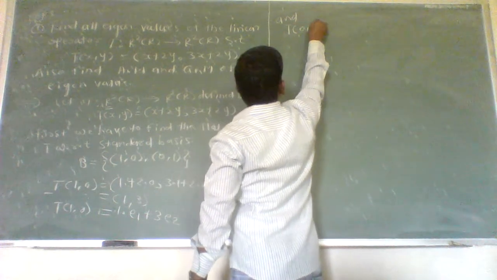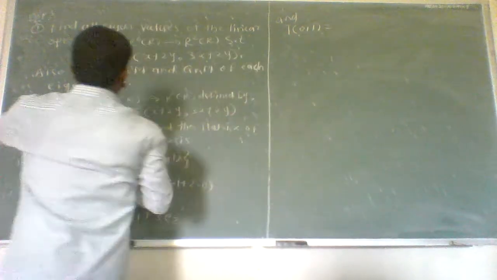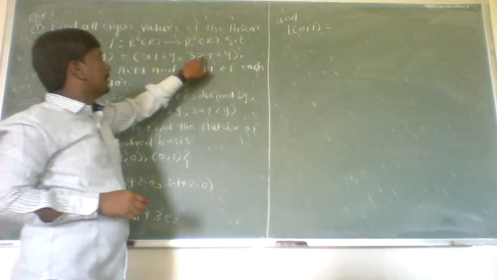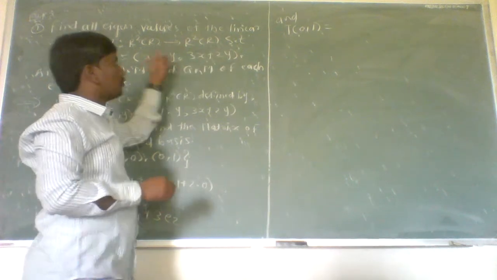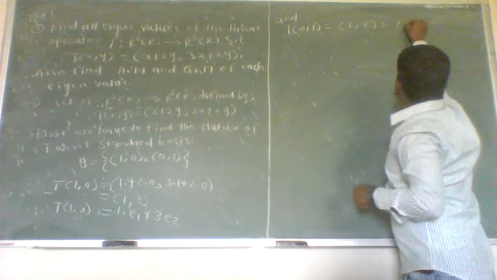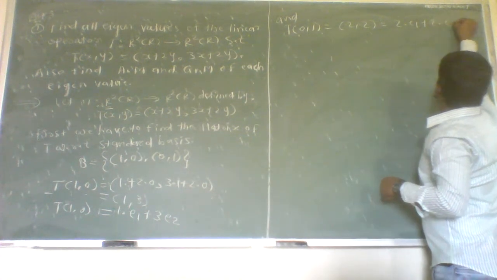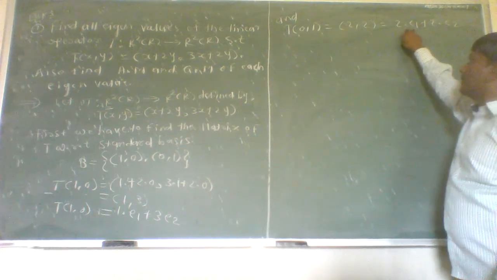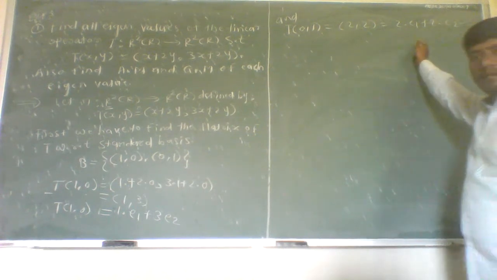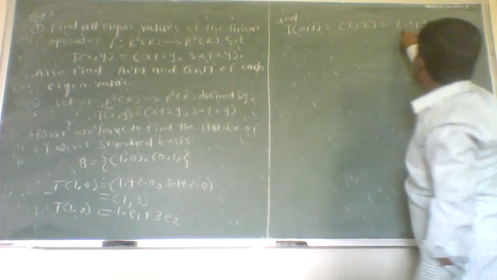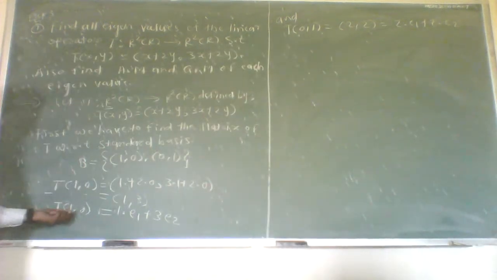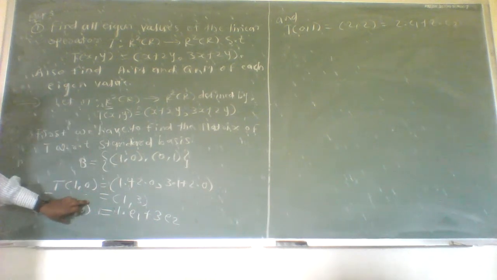And T of (0, 1) is nothing but T of (x, y) with x equal to 0 and y equal to 1. That gives (0 plus 2 into 1, 3 into 0 plus 2 into 1), again (2, 2), which can be written as 2 into E1 plus 2 into E2, where E1 is (1, 0). So the (2, 2) can be written as 2 into E1 plus 2 into E2. We have found the images of (1, 0) and (0, 1). Now we have to write its matrix.